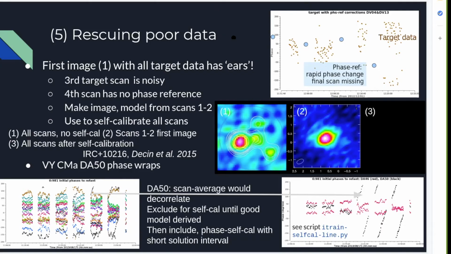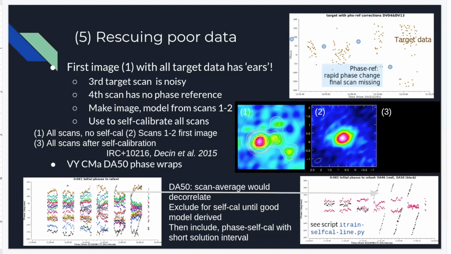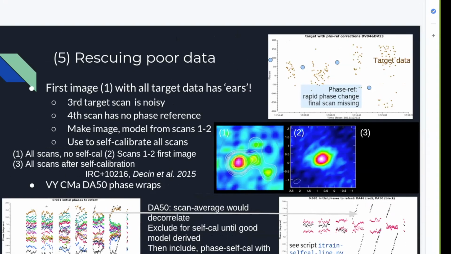Okay. So something which we noticed with the VY-CMA data, and I've also noticed in other instances, a very common instance actually, is this one, which is that the target data, the last scan, is not properly bracketed by the phase reference source. And so here, you see, let me just get this more central. I'm trying to make it a bit bigger for you.